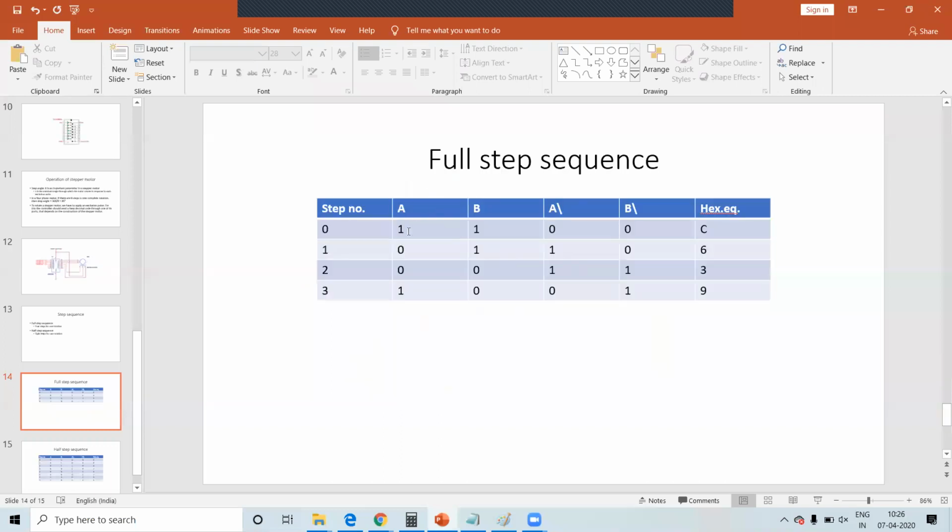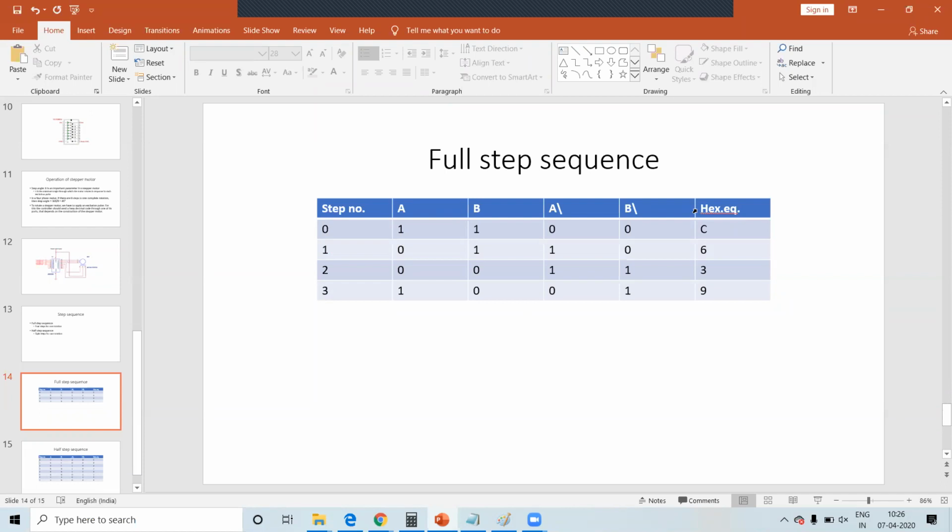Like this. So in this case, A and B are 1. When A is equal to 1, A bar is 0, B is 1, B bar is 0. So the hexadecimal equivalent is C. Now, once it is rotated from one point to another point with a difference of 90 degrees, it has to rotate in the same position.